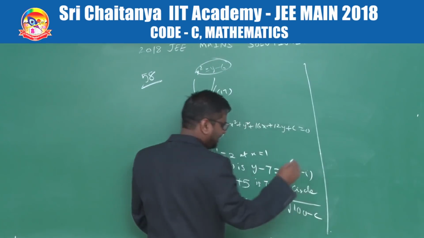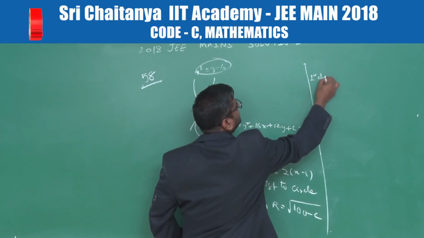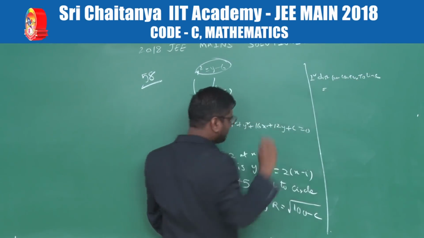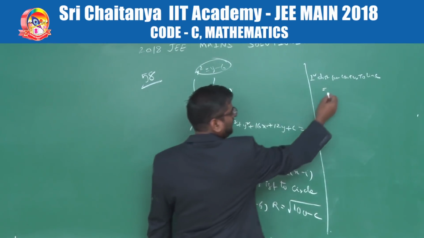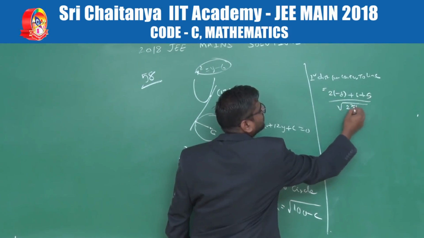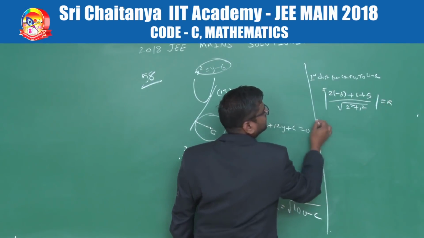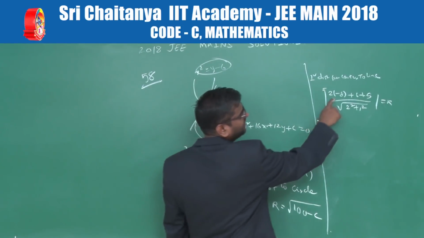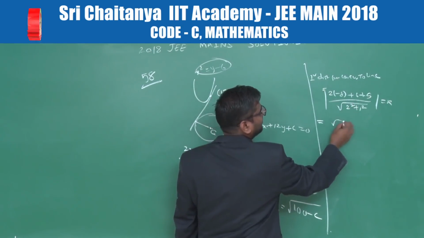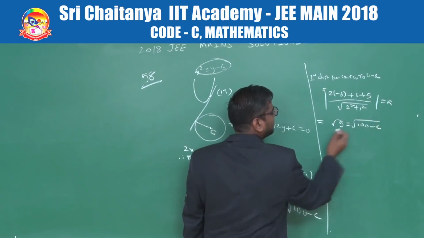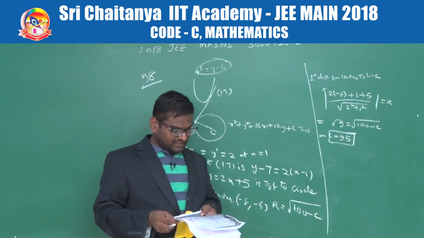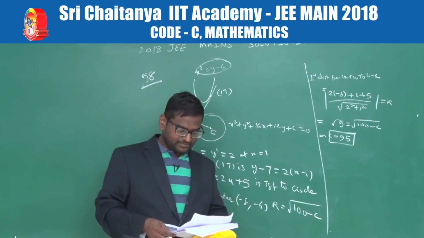So, if we apply that, the perpendicular distance from the center to the line is equal to, substituting, 2x minus y plus 5 by root over 2 square plus 1 square, mod, that should be the radius. If we simplify this, we get minus 16 plus 6 plus 5 by root 5, that is equal to root 5, that is equal to root 100 minus c. So you get c equal to 95, that is option 3.